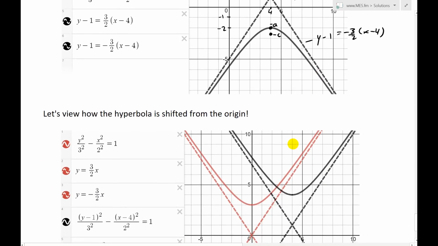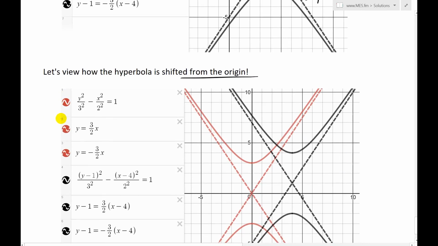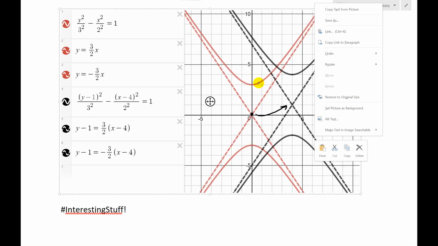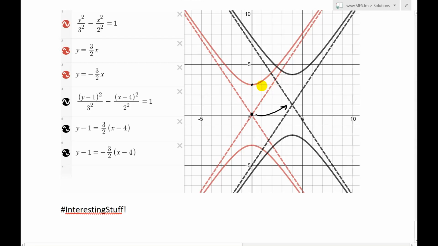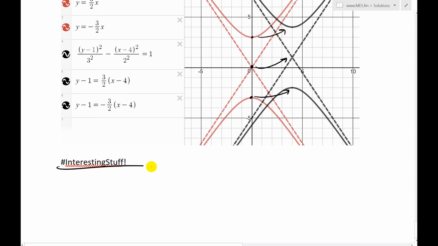And here what I've done is, let's view how the hyperbola is shifted from the origin. Here I've graphed in red and with dashed lines the asymptotes where it was originally. So we have it starting here, and then we shift this just slightly over there. Well, horizontally a lot, but vertically just by 1. And you can see every single thing is the same. It just goes up exactly the same, like that. The same arrows all the way down. So yes, very interesting stuff.